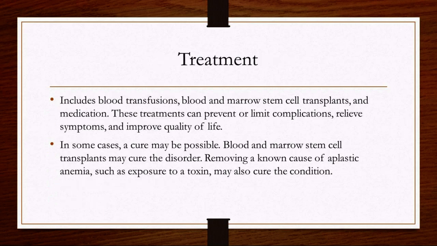The treatment for aplastic anemia includes, just like sickle cell, blood transfusions, and these can prevent or limit complications. They can relieve symptoms and improve quality of life. And in some cases, a cure can be possible, especially if it's caused by a toxin. If you can remove them from that toxin and make sure they're not exposed anymore, sometimes they can be cured.